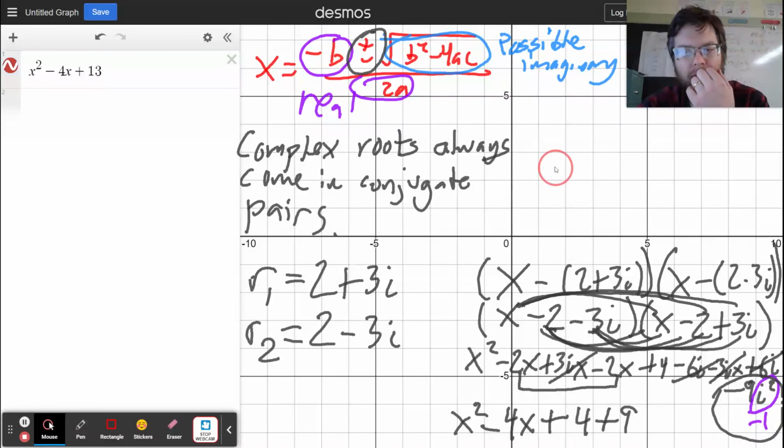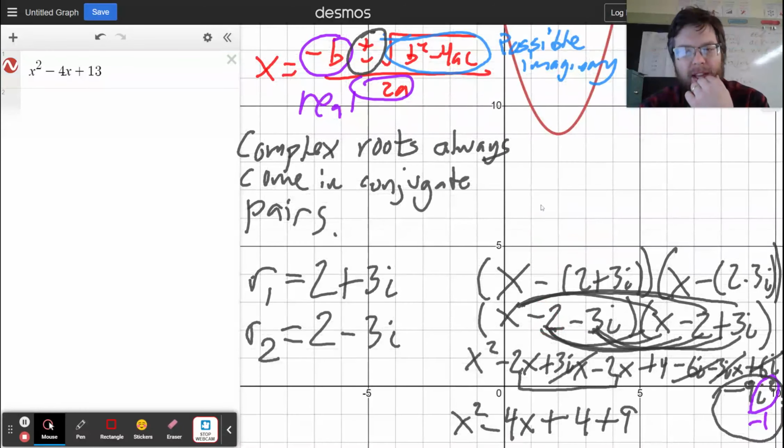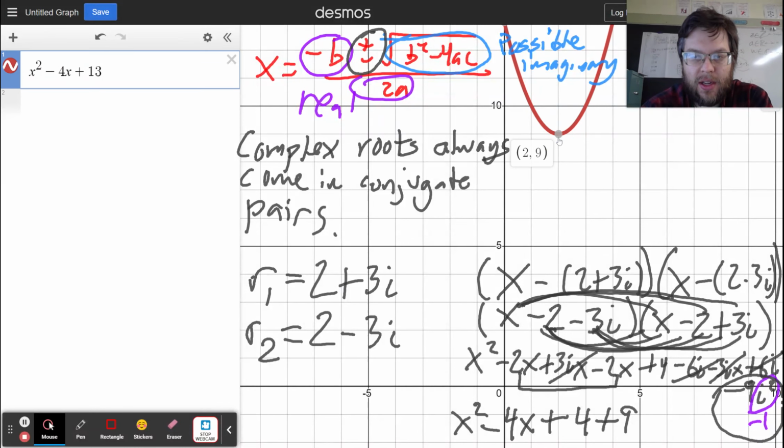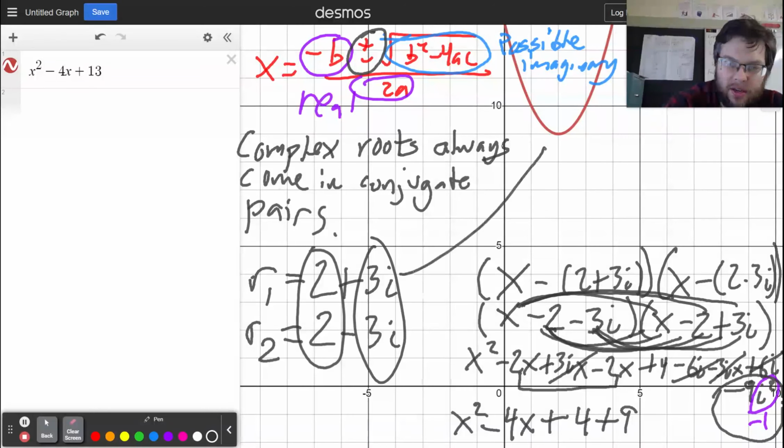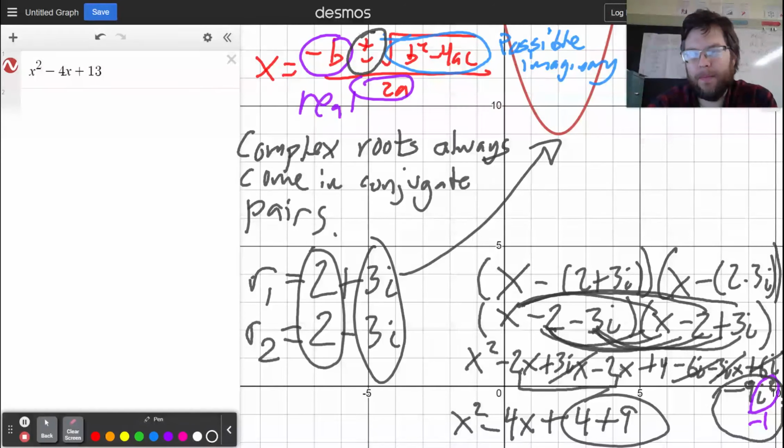And what you'll notice is that it does not hit the x-axis. And we knew it wouldn't hit the x-axis at real numbers because its two roots are complex conjugates. You'll also notice that the vertex is at 2, 9. Where does the 2, 9 come from? 2 is the real part, and 3 squared is the 9 right there. 4 plus 9 makes 13.